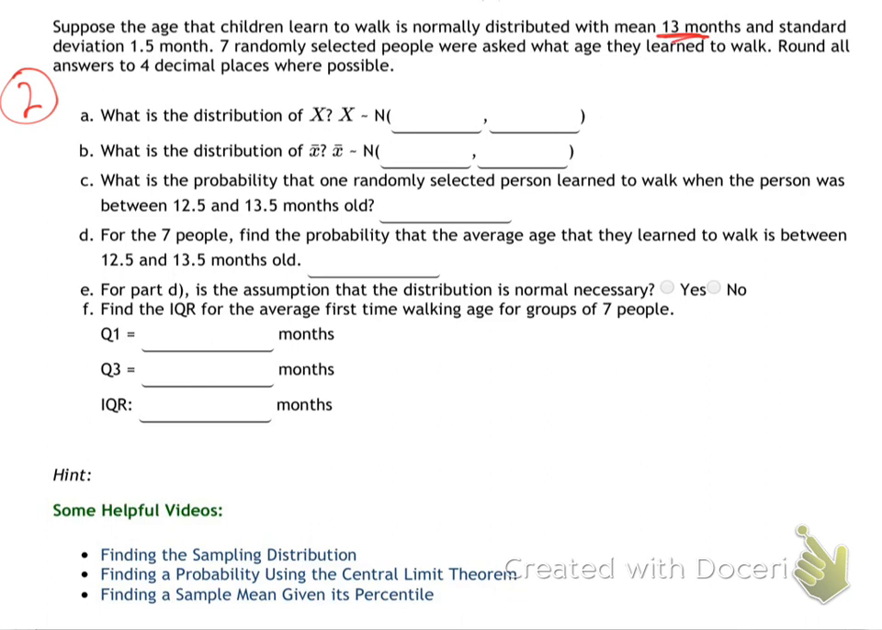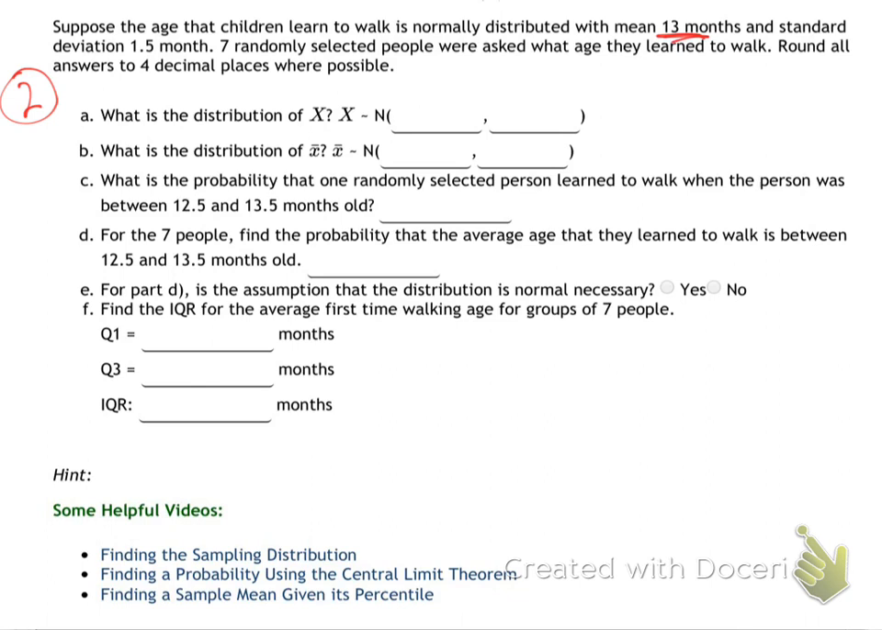Seven randomly selected people were asked what age they learned to walk. Does anybody really remember that? Do some of you remember? Okay. Round all answers to 4 decimal places where possible. All right.